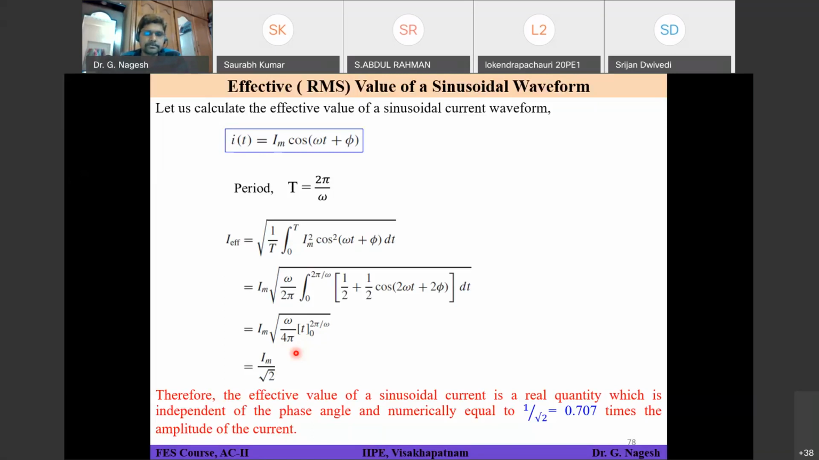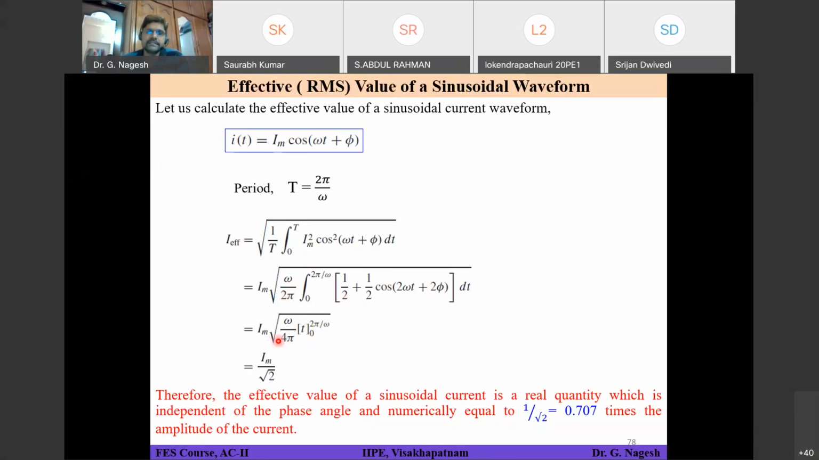Yes, sir. If you have a doubt, do this integration slowly. 1 by 2 will be a constant, so you will get a T here, and for this, if you substitute your limits after integration, you will get the second term to become 0. So 2 omega by 2 pi into 1 by 2, omega by 4 pi will be there, and T will be available. With limits 2 pi by omega and 0 substituted, you will get Im by root 2. So I effective is nothing but I maximum by root 2.